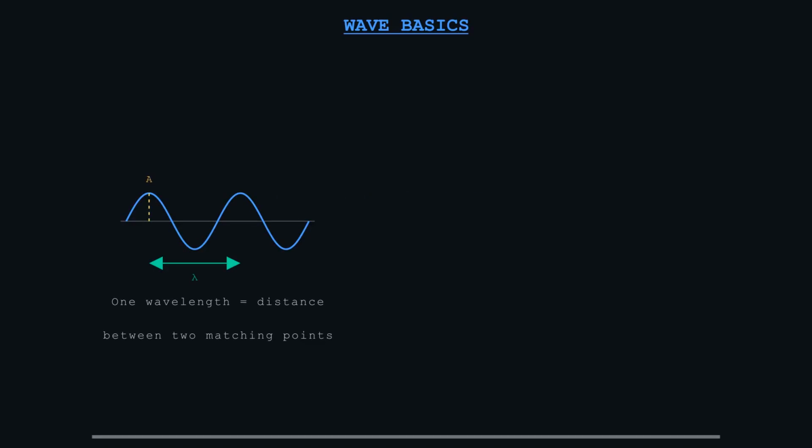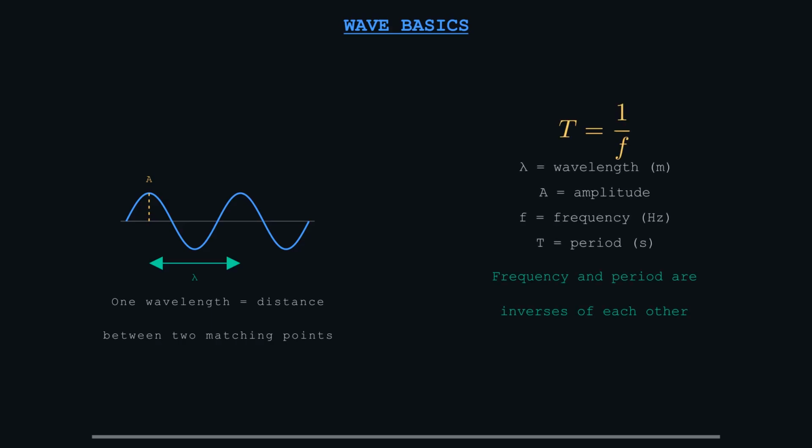Every wave has a few key properties. Wavelength is the distance between two matching points, like crest to crest. Amplitude is the maximum displacement from rest. Frequency is how many waves pass a point each second, measured in hertz. And period, T, is the time for one complete wave, equal to 1 over the frequency.